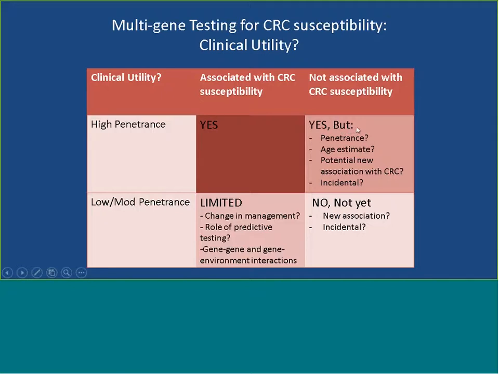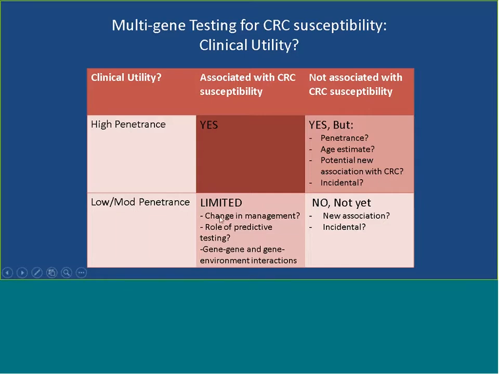So these are the 1% BRCA1, BRCA2 findings from Heather and Matt's paper. I think there is clinical utility there, but there are a lot of unanswered questions that were pointed out by Dr. Lynch and Dr. Boland this morning. What is the penetrance in these patients? What's the age estimate? When are they at risk? And are these potential new associations to colon cancer, or are they just incidental findings? So is it really above the population rate?